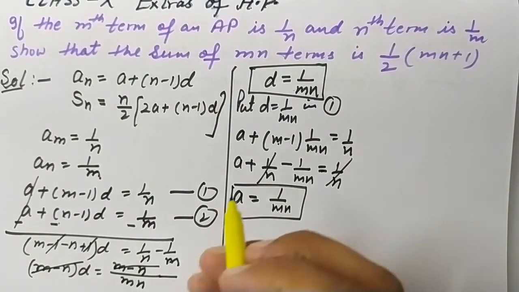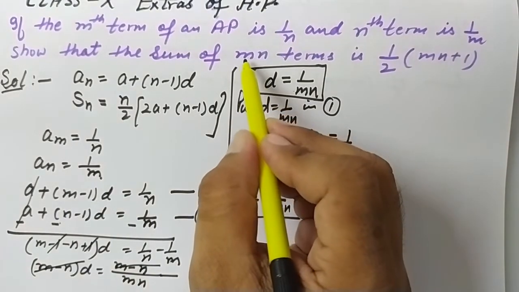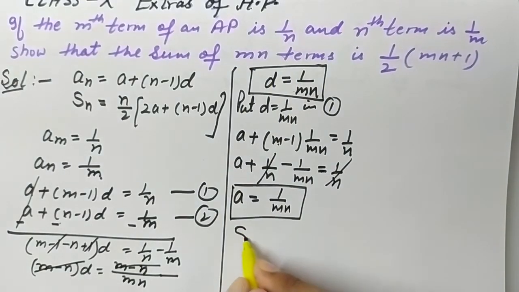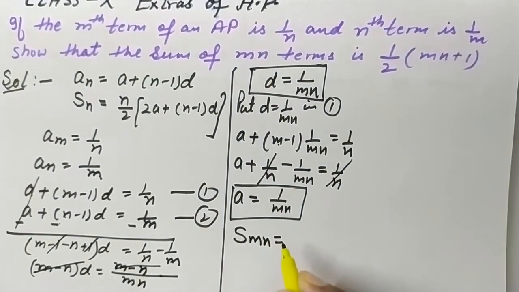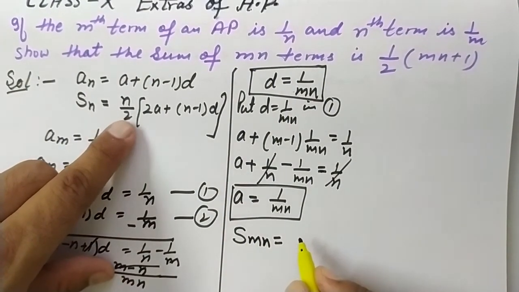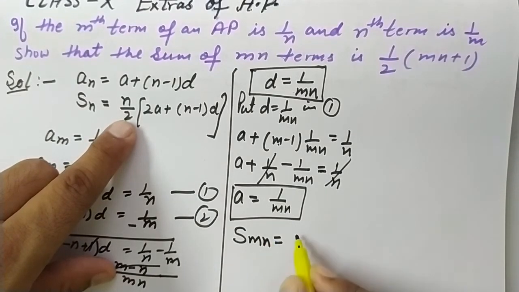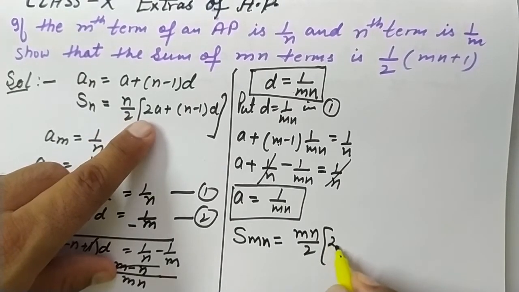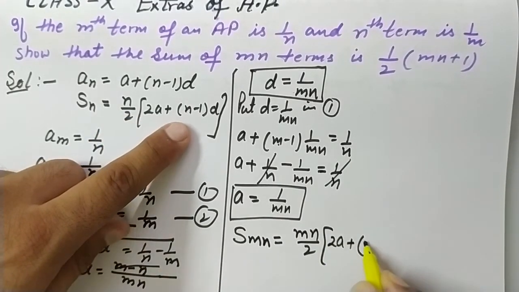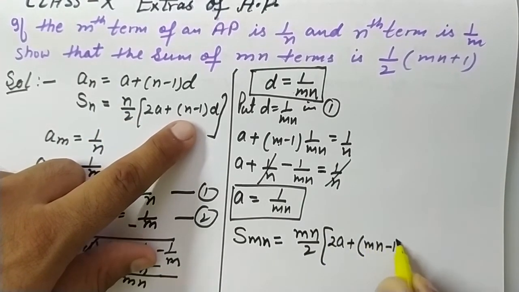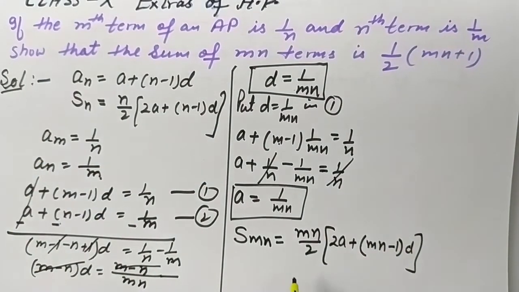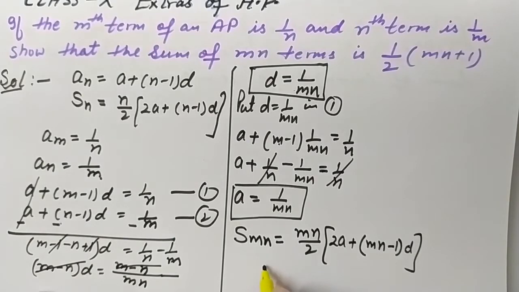He is asking to find the sum of mn terms. So let's see what the sum of mn terms is. We'll use this formula, n by 2. Here n is mn, so it becomes mn over 2, right? 2a plus mn minus 1 into d. Here we'll fill in the values of a and d and get the answer.